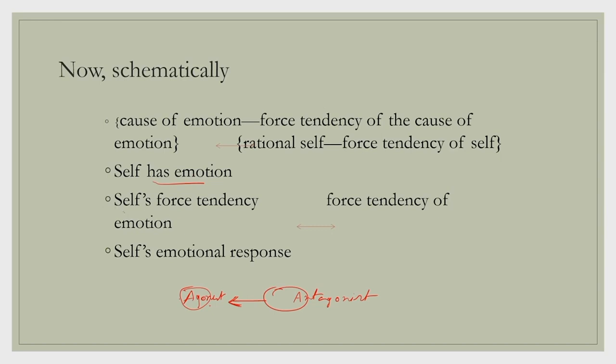So, for self's force tendency and then the force tendency of emotion. This is the self, and its tendency is to be balanced, to be stable, but the emotion tries to imbalance you, and then the emotional response. As a result of this, let us say somebody comes and fights with you early in the morning.